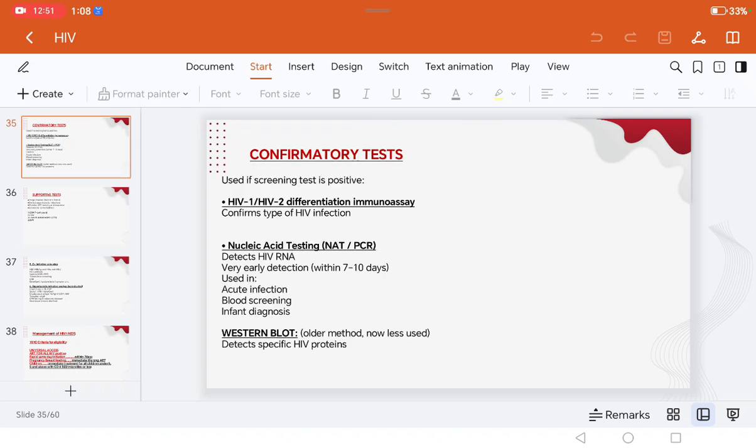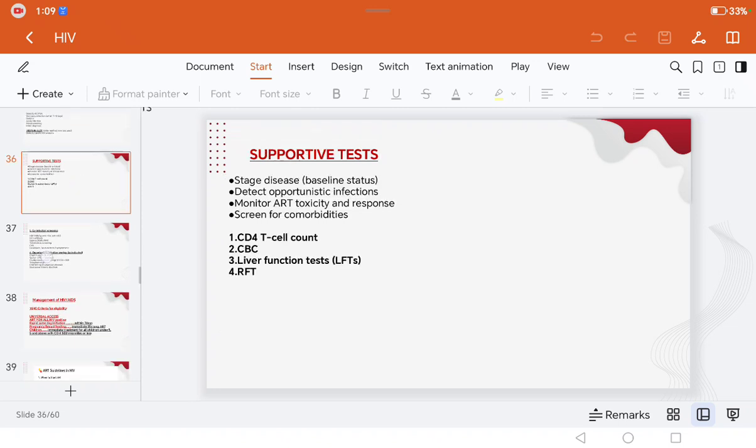Then the confirmatory tests are the immunoassays. They confirm the type of HIV infection. And PCR detects HIV RNA, and there is very early detection with this test within 7 to 10 days. It is used in acute infection, blood screening, and infant diagnosis. The Western blot test is an older method. It detects specific HIV proteins but is not routinely used nowadays.